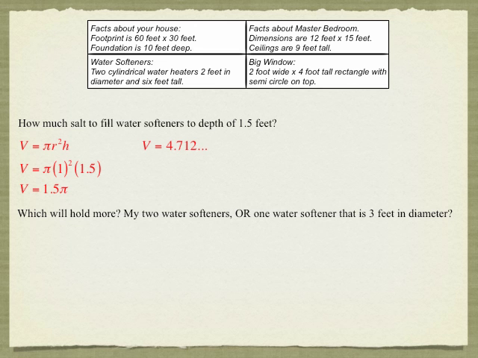Instead of pi, put in 3.14. So my one water softener would take 4.7 cubic feet. Both my water softeners would take 9.4 cubic feet. Which would hold more? My 2 water softeners, or 1 water softener that is 3 feet in diameter.